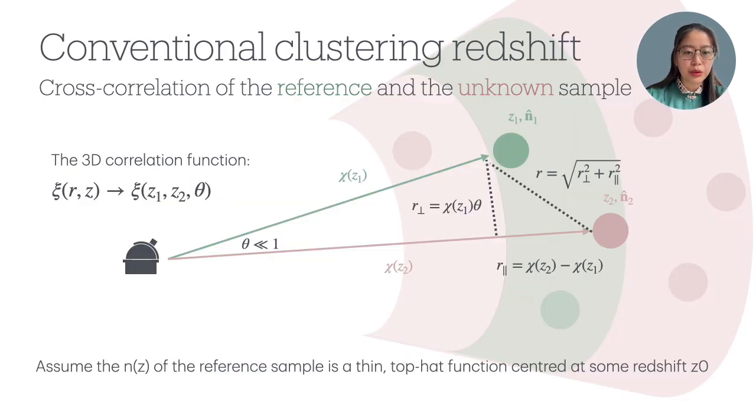To give it a little bit more detail, the conventional clustering redshift method works as follows. We measure the pair counts between the reference sample and the unknown sample as a function of the angular separation on the sky. Now, what gives the clustering signal is essentially the 3D isotropic correlation function of the large structure. This function scales with the 3D separation of the pair, which can be written in terms of the angular scales of the pair as well as their redshifts.